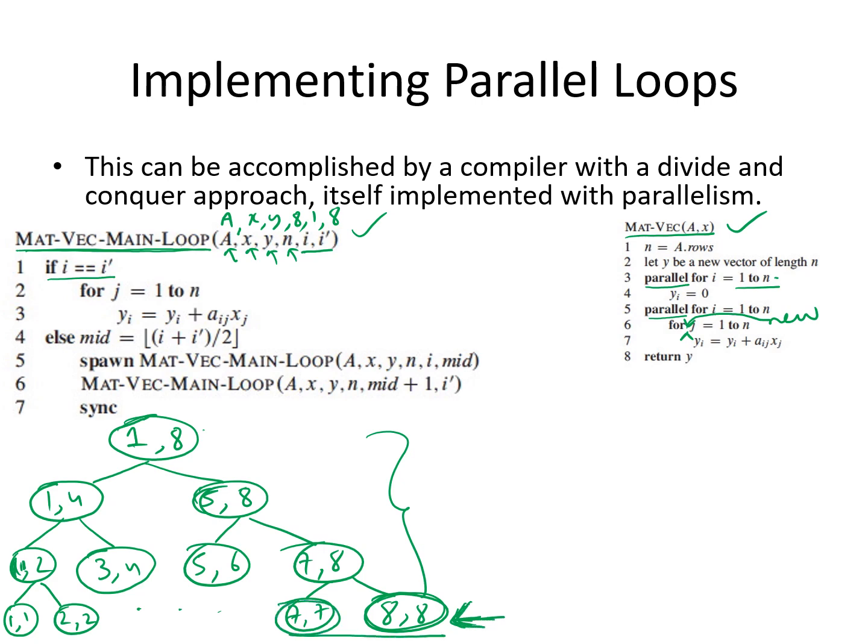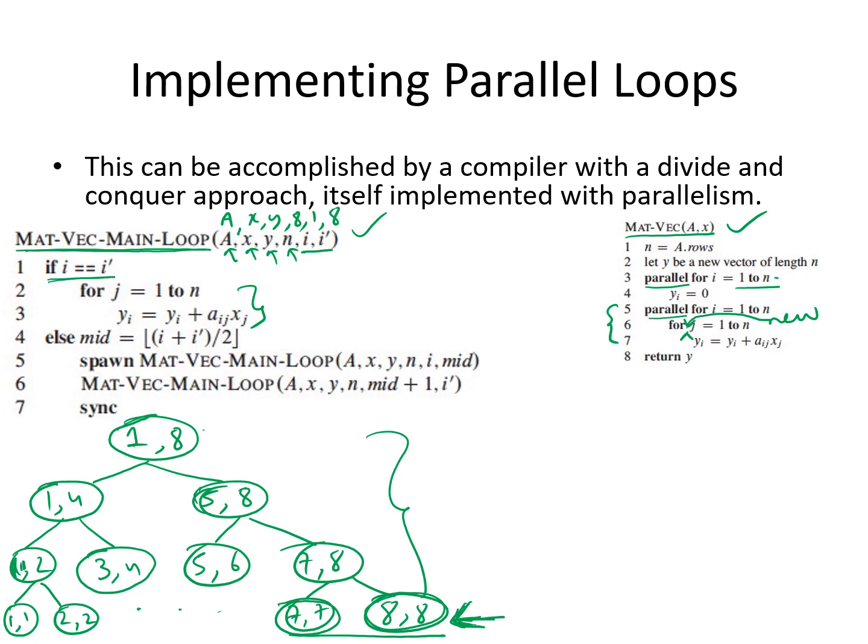You notice that when you are at 7 comma 7 or 8 comma 8, this is where I is equal to I prime. So this is where the outer for loop has exactly one iteration left, right? So that is where you compute this inner for loop. This function, the matrix vector main loop, is showing how to parallelize lines 5 to 7.